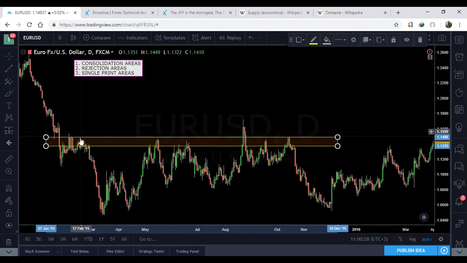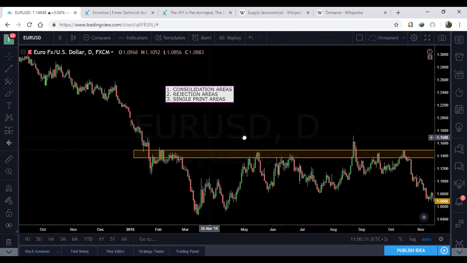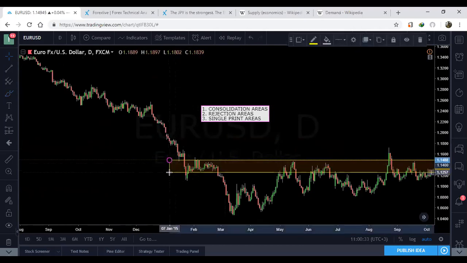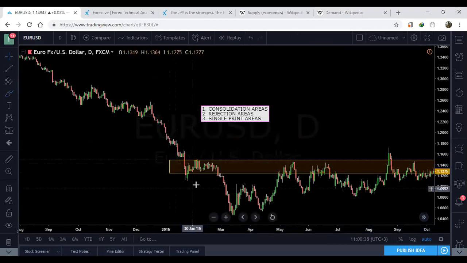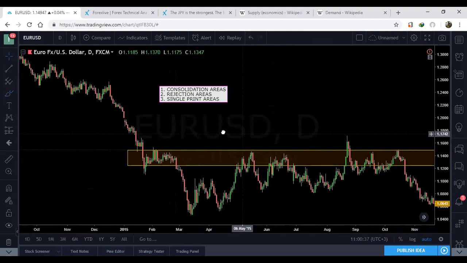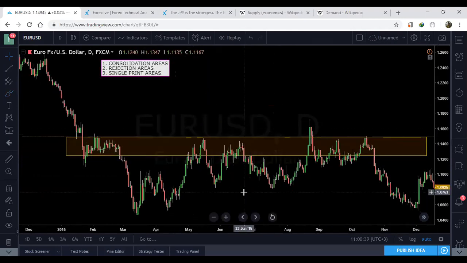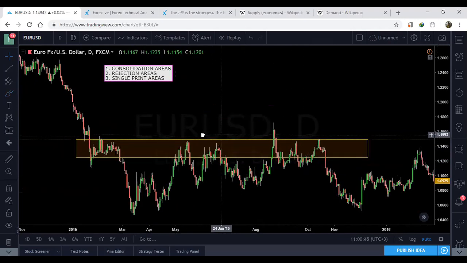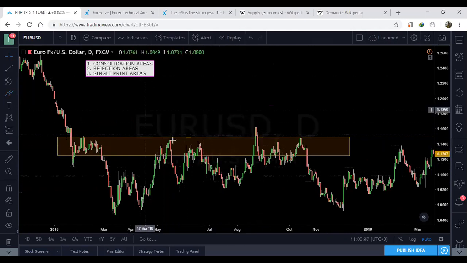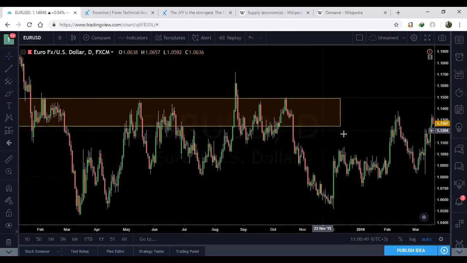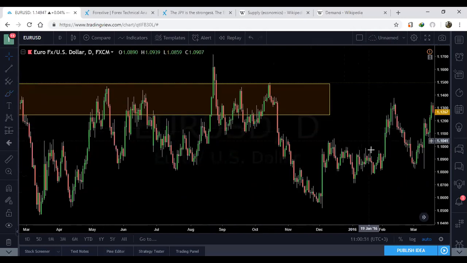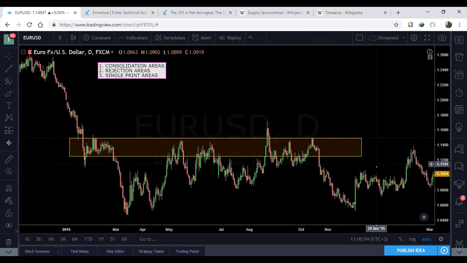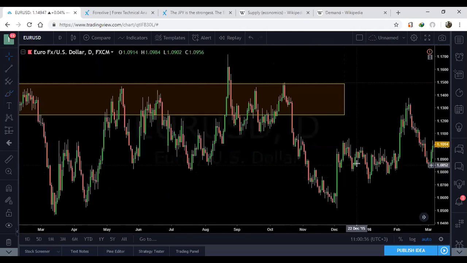So we just choose a consolidation zone to plot out our area of supply, as you can see right there. The next thing, we're going to see areas of rejection. But before we go to that, I want to show you another area of consolidation. Okay, let's not go far away. Let's look at this zone here.